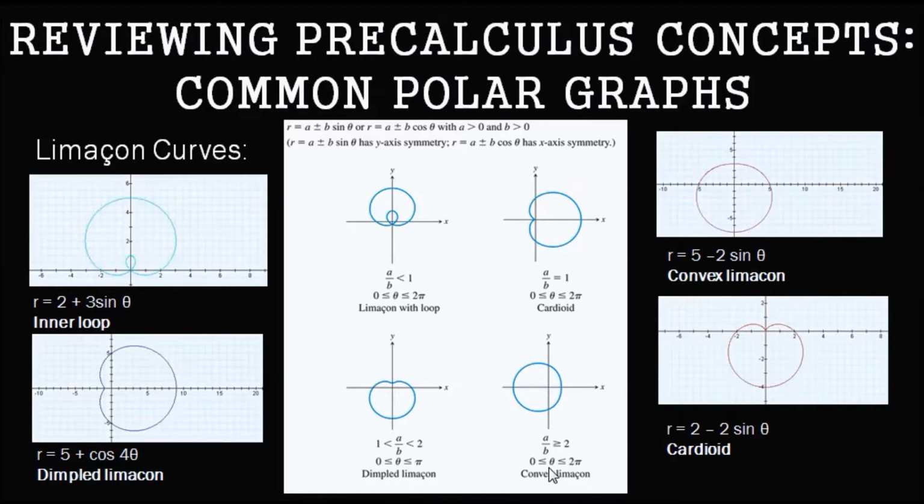Next is a dimpled limaçon, which occurs when a over b is between 1 and 2. And a convex limaçon occurs when a over b is greater than or equal to 2. These two cases occur when the graph on the Cartesian plane does not reach the x-axis, so the curve doesn't even reach the pole.